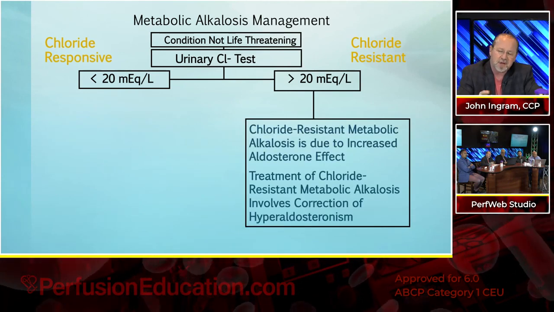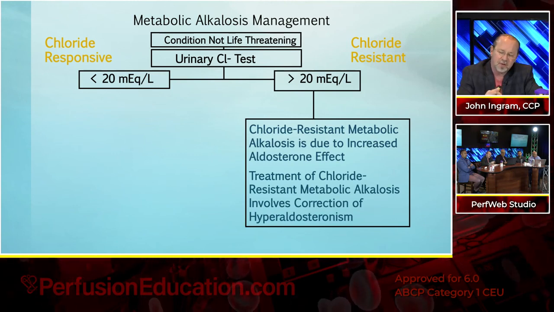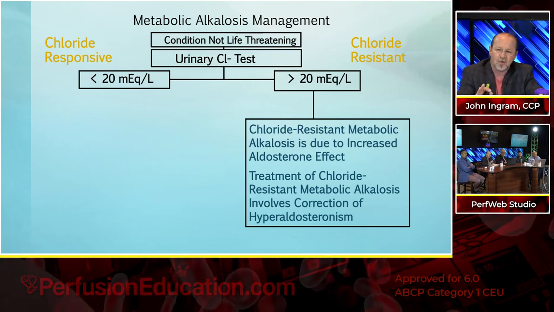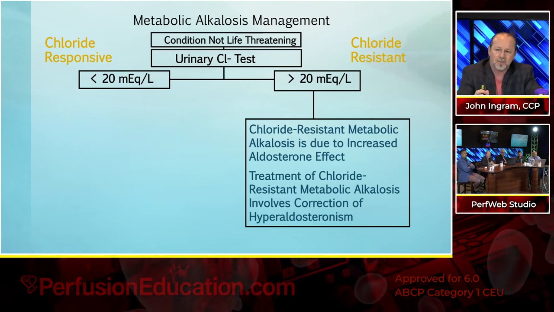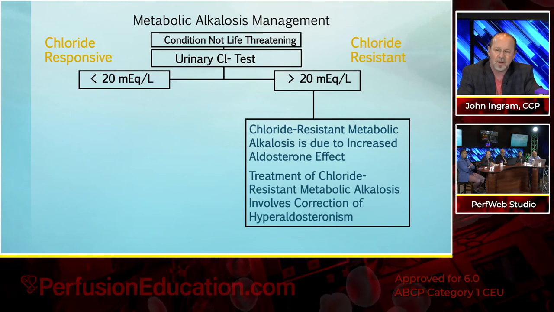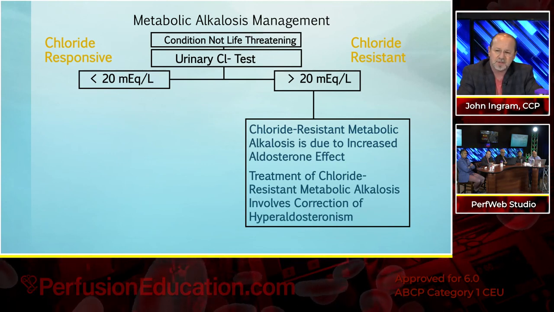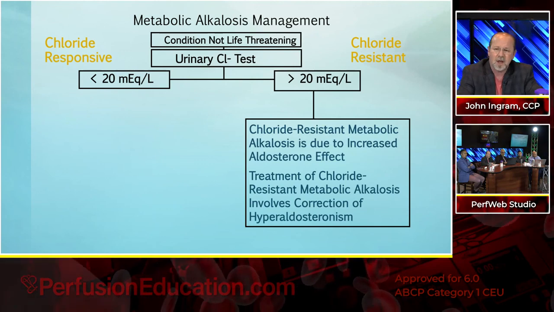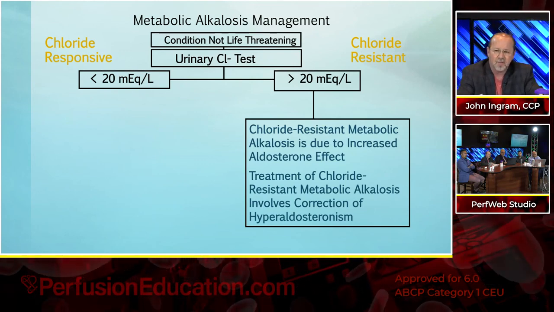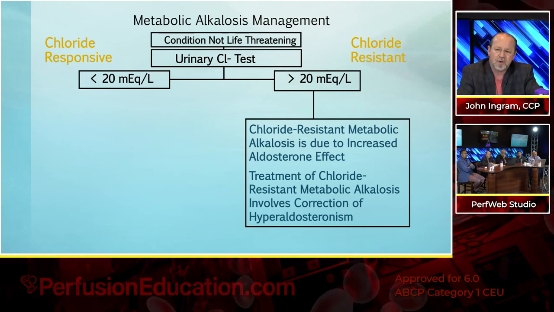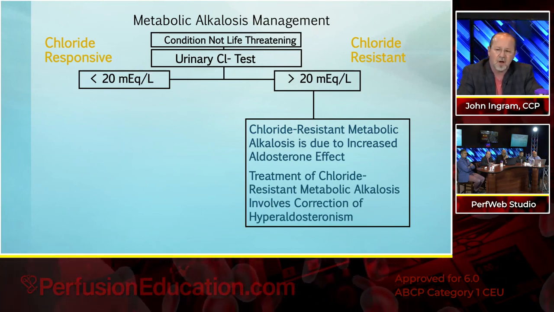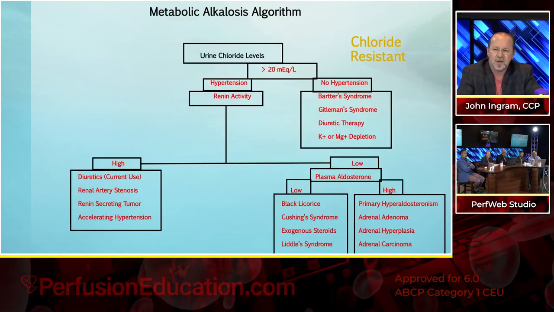Now this side of the algorithm gets even far more complicated, but when you really look at it, these are your chloride resistant people, which have greater than 20 milliequivalents per liter chloride in the urine. Chloride resistant metabolic alkalosis is due to an increased effect of the aldosterone. So treatment of chloride resistant metabolic alkalosis involves correction of the hyperaldosteronism. And there can be so many of those things.